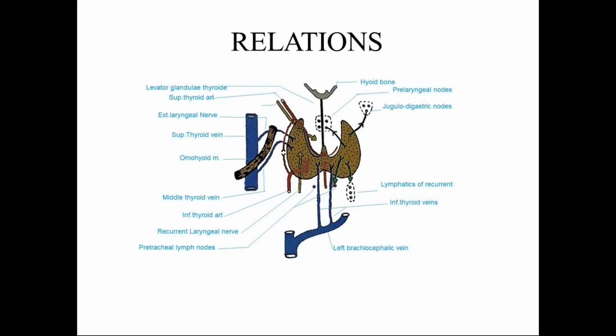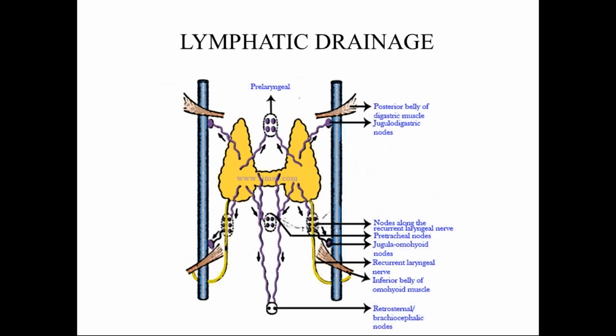Sir, please explain about the lymphatic system. Yes. As you can see in this picture, you have two groups of lymph nodes draining the thyroid gland. One set is present above and drains the upper half of the thyroid gland. This is known as the prelaryngeal group of lymph nodes. One more set is present below, known as the pretracheal group of lymph nodes, which drain the lower half of the thyroid gland.